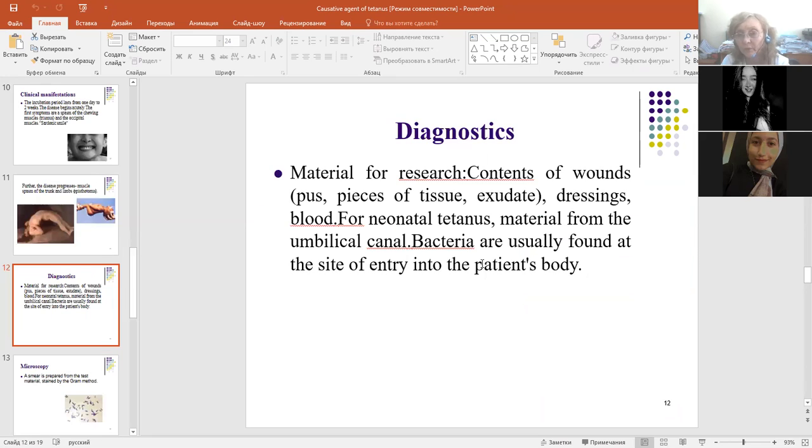And diagnostics, microbiological diagnostics. Material for research: we should take some liquid from the wound, pus, maybe pieces of tissue, maybe exudate, bandage if the bandage is the source of infection, then blood. For neonatal tetanus, material from the umbilical channel. Bacteria are usually found at the site of entry into the patient's body.